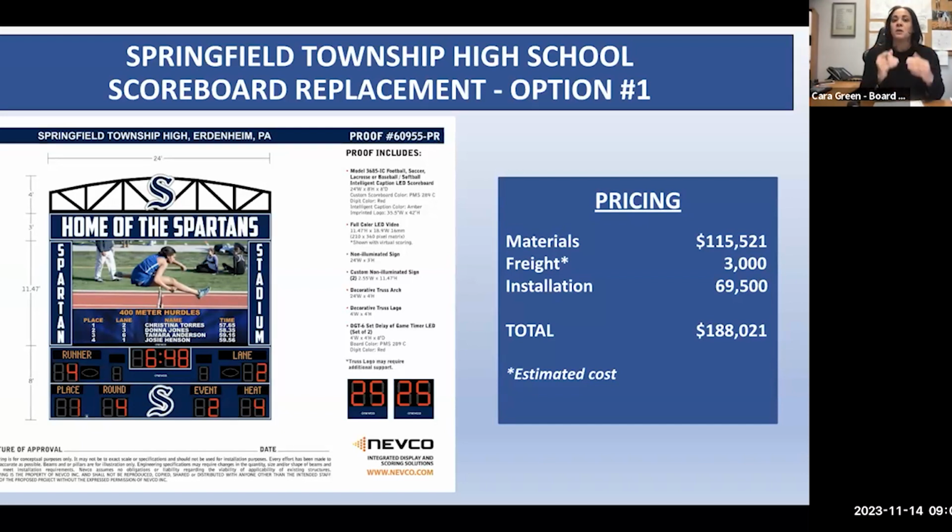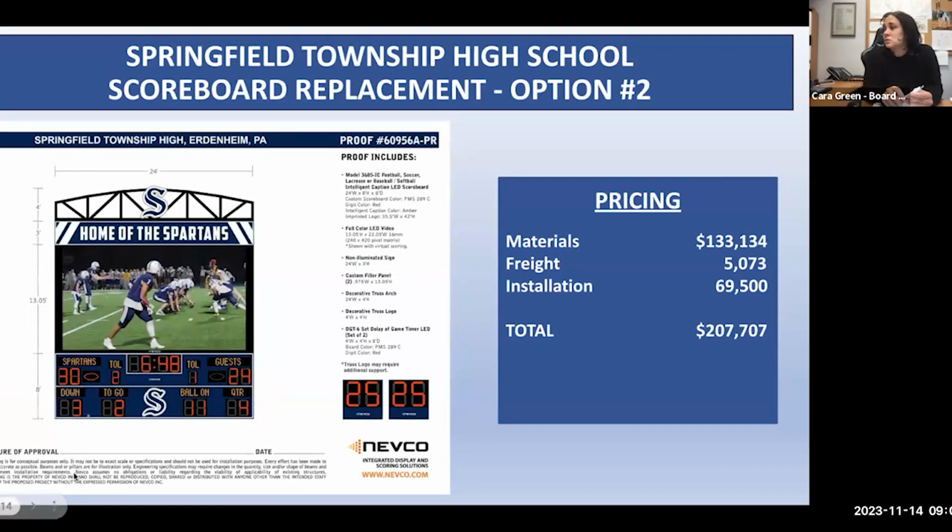This is option one. As you can see, it has the trellis and then home of the Spartans, and the video board is a little bit tight around that Spartan stadium. You look at the pricing, obviously with the video board included, that increases the price a little bit, but the total would be about $188,000 for this option one.